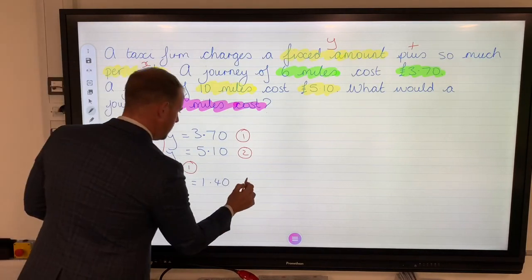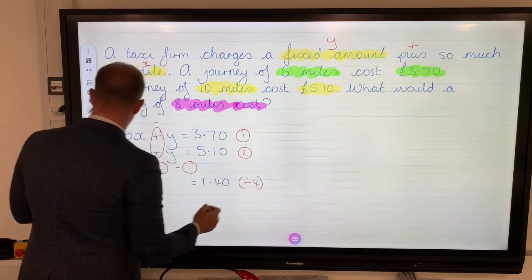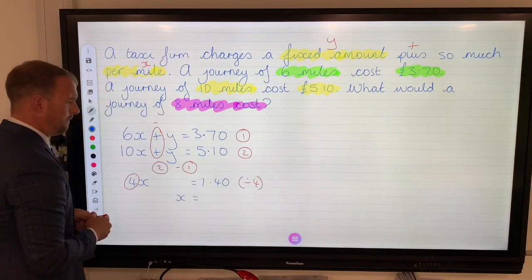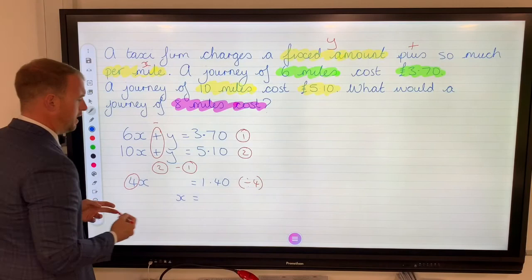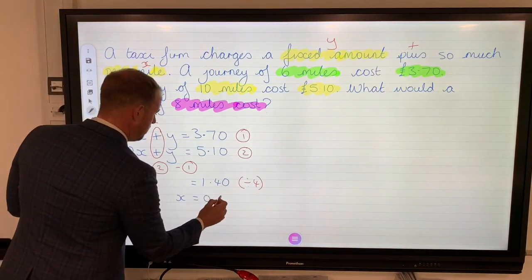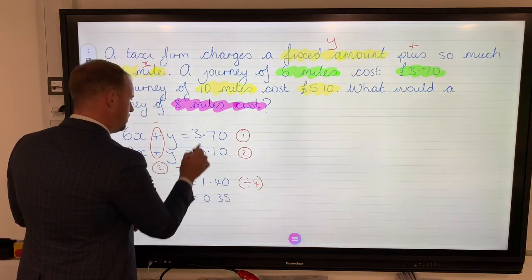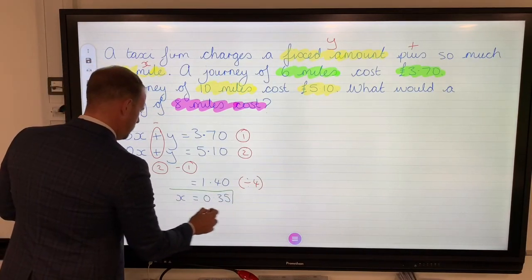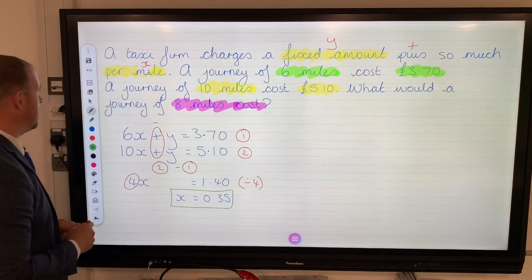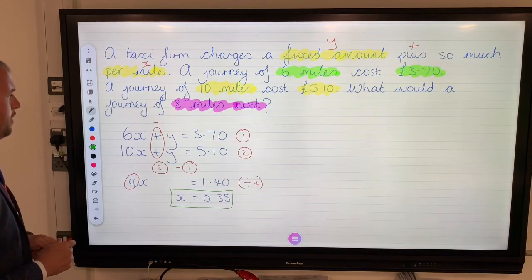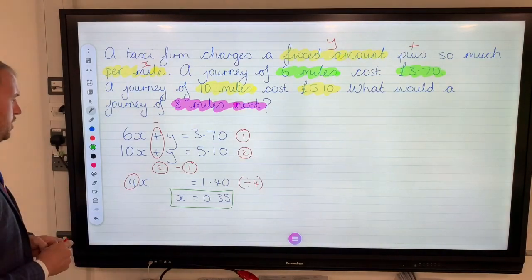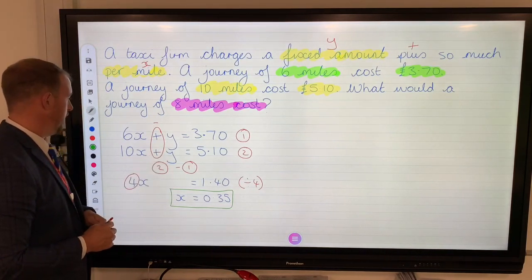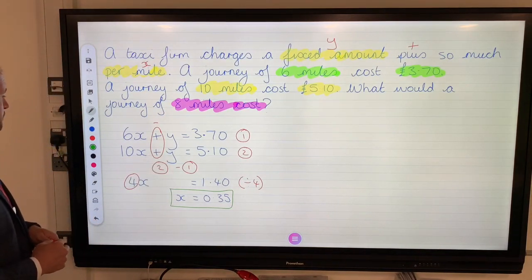So then I can use this to find the value, or the cost, sorry, of 1 mile. So then let's divide that by 4. 4s into £1.40. Well, half of it is 70p, half of that is 35p. So you'll notice this is in pounds, so I'm going to keep this in pounds as well. So x is 35p per mile. But I need to use that now to work out my fixed rate. So the fixed rate is the y.